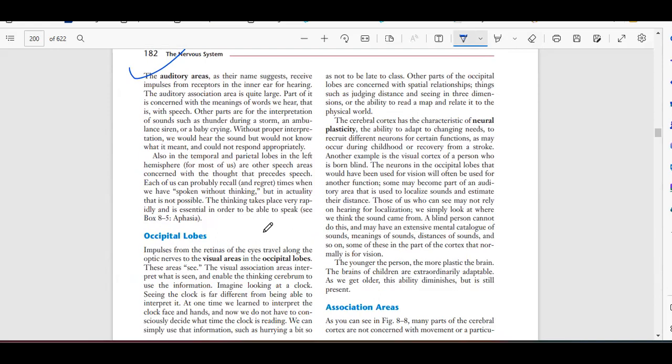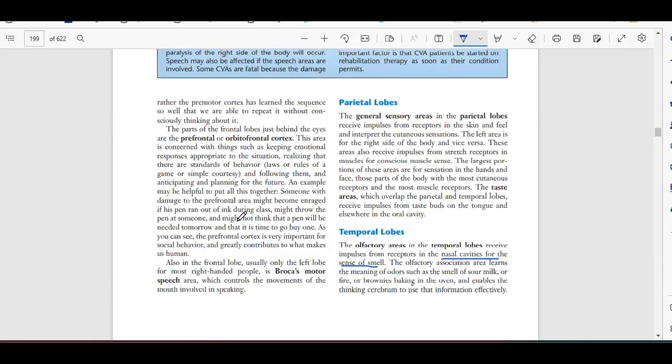So basically, there are some areas which recall, meaning whatever you talk sometimes without thinking, you think in a rapid way and you give an answer to that question. So this happens within seconds, within milliseconds. So it will recall. So this is all about the temporal lobes.